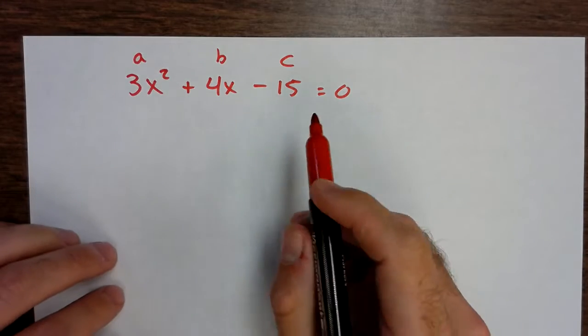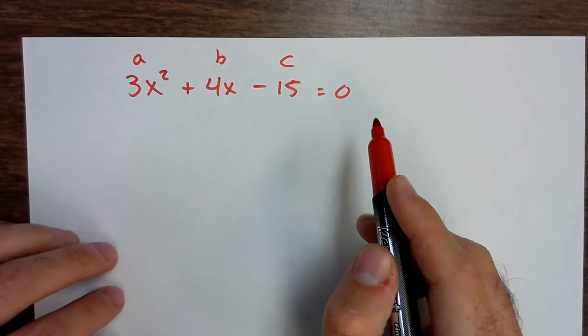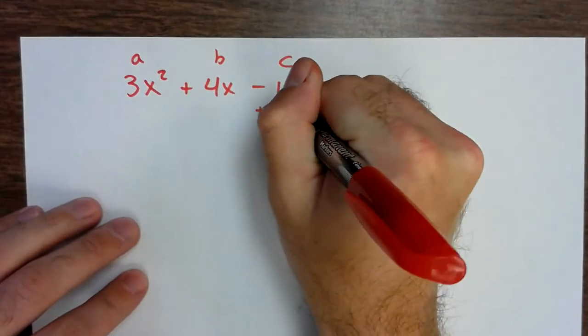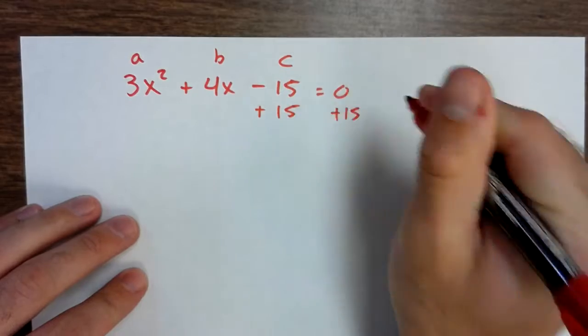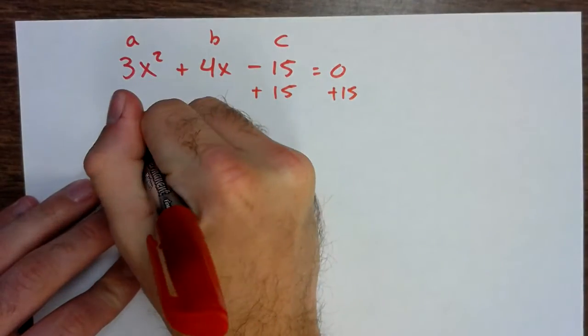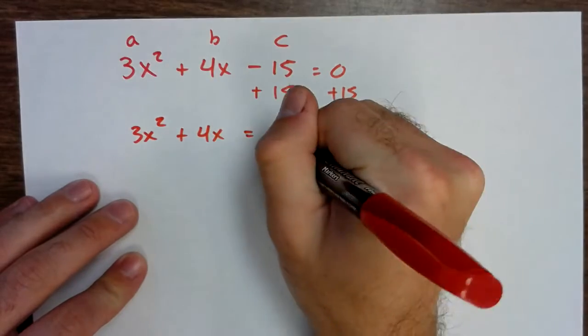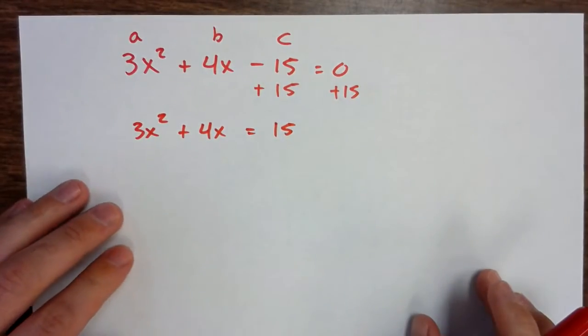Okay, so first things first, I've got to get this C term to the other side. I cannot have a C term here, so let's go ahead and get rid of our C term. I'll add 15 to both sides. That will give us 3x squared plus 4x equals 15. Step one done.